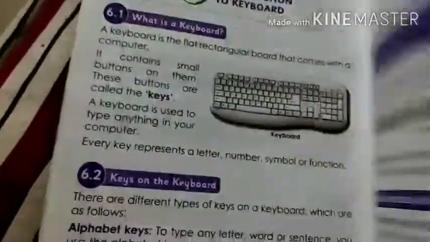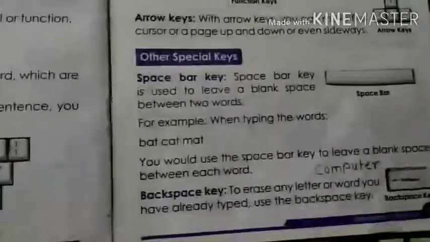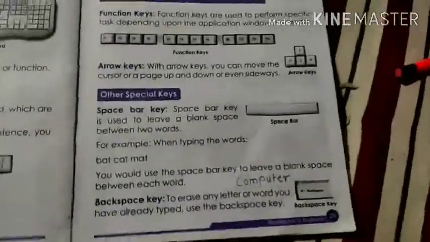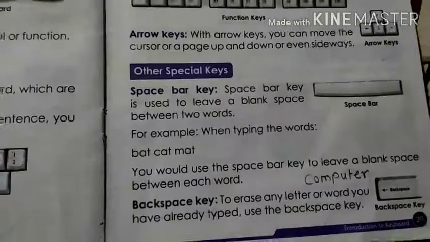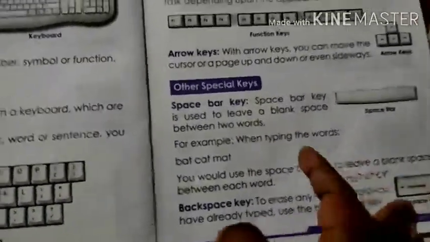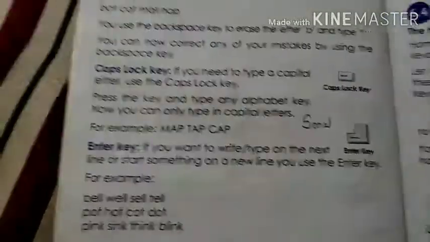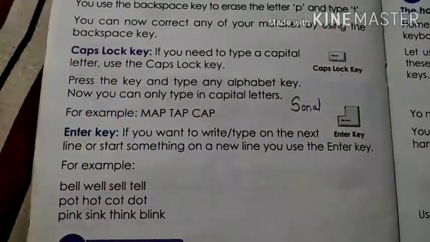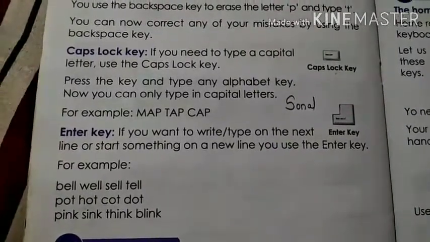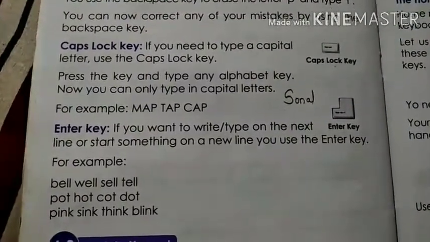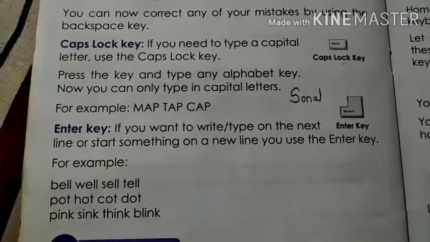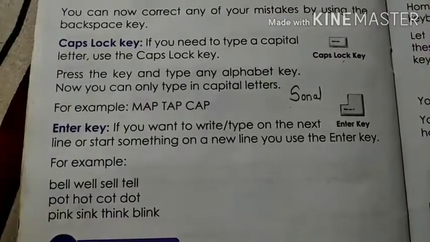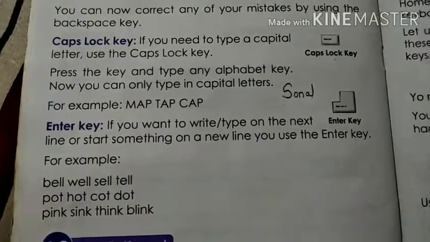This is how we have learned about the spacebar key that helps us to leave space between two words. Then we have learned the backspace key which helps us to erase mistakes. Next we have learned about the caps lock key. With the help of the caps lock key you can type letters in capital. Next we have learned about the enter key which helps us to type on the next line or on a new line.